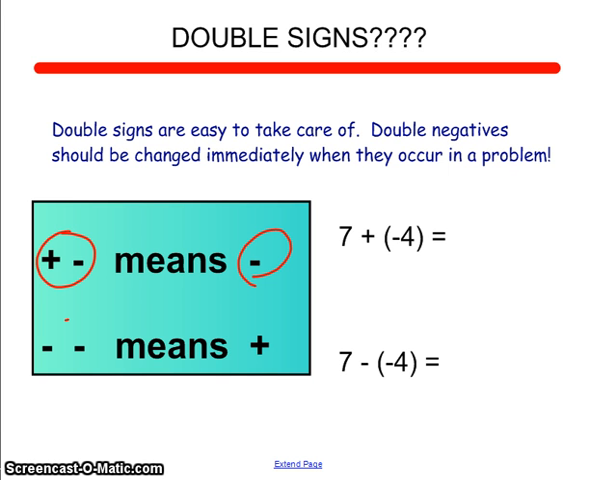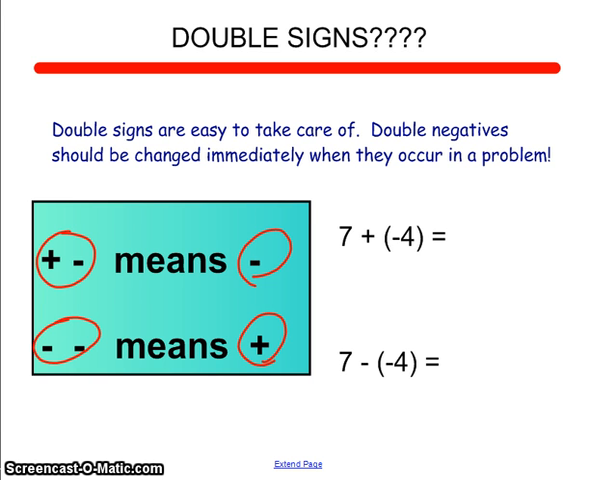The minus negative, and this is what I'm talking about here, double negatives, that actually means just add. Forget the negative signs, make it a positive, and add a positive number to it.